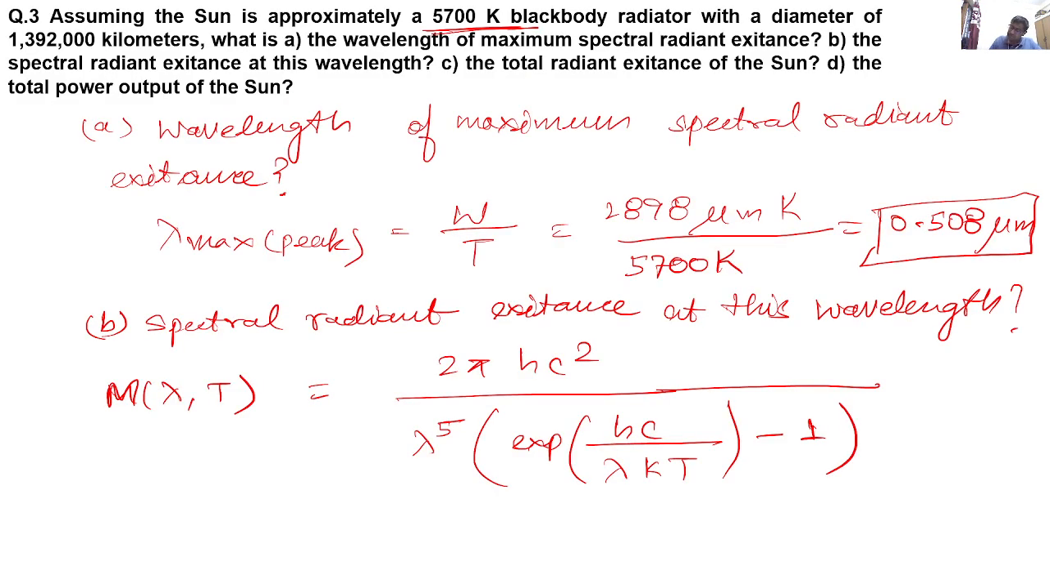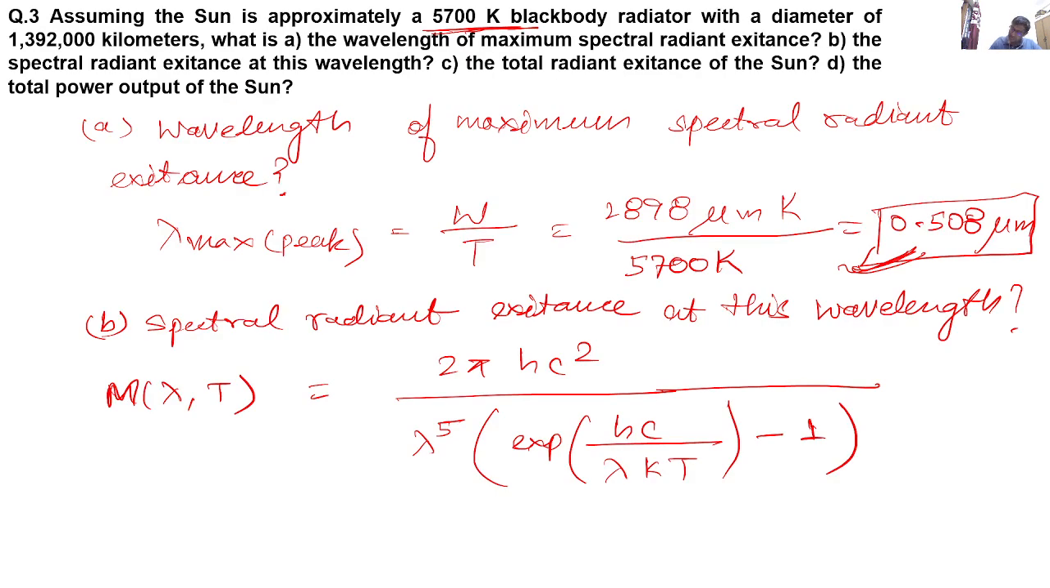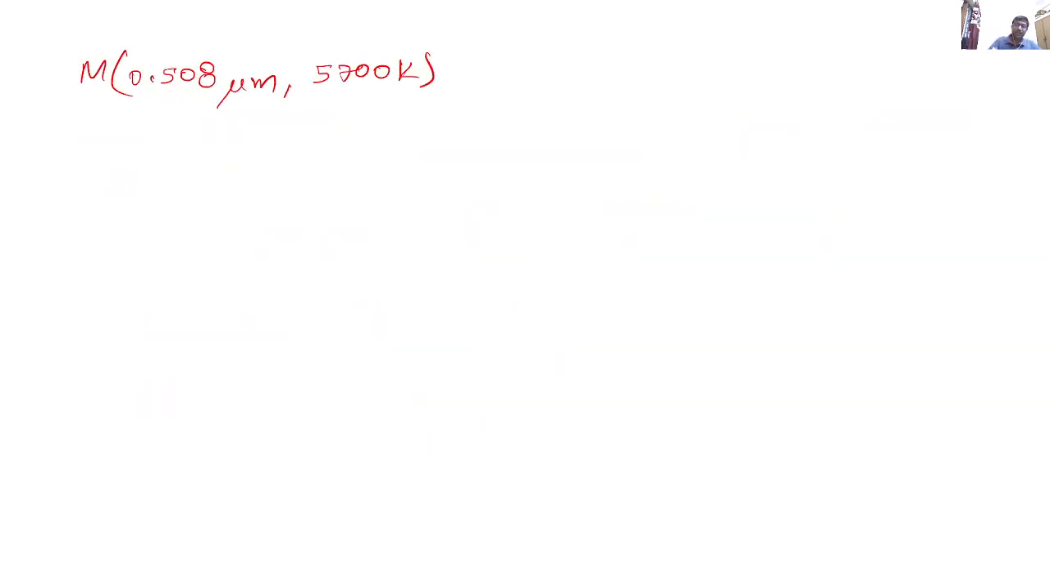So we need to find out the radiant exitance for that same temperature and for that same wavelength. The wavelength which we found out from the previous question was 0.508 micrometers and the temperature was 5700 Kelvin. So we just put the values in this expression, and you will get the result. It's as simple as that.